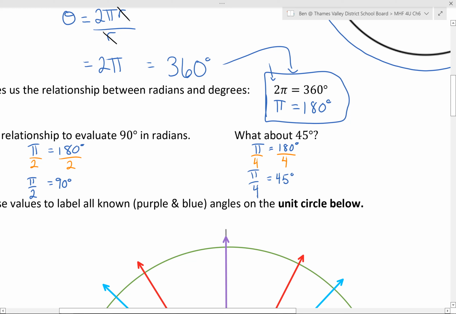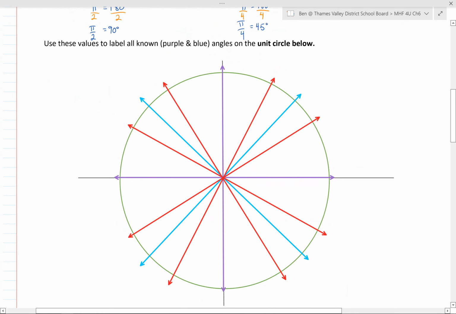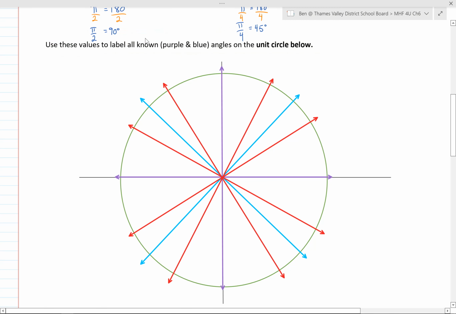So now we're going to use these two angles that we've just come up with, right? Where instead of working with 90 degrees, now we're going to work with pi over 2. Instead of working with 45 degrees, now we're going to work with pi over 4. And we want to label some of the angles that we know on our unit circle below. You should have worked with a unit circle in grade 11. We're just going to jump right in. Let's see here. We'll start with the purple angles.